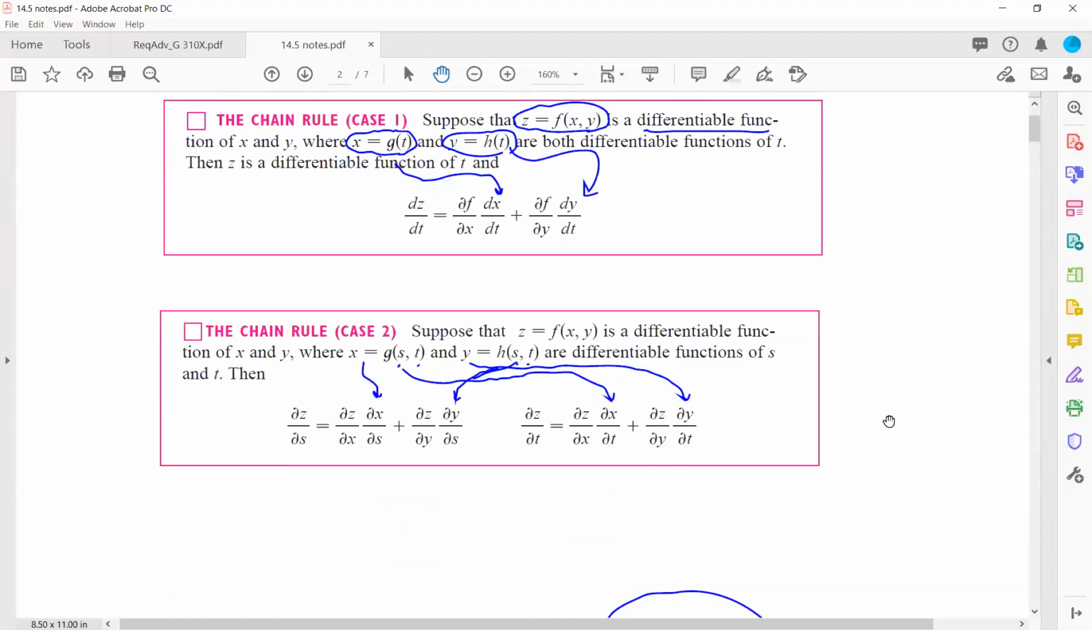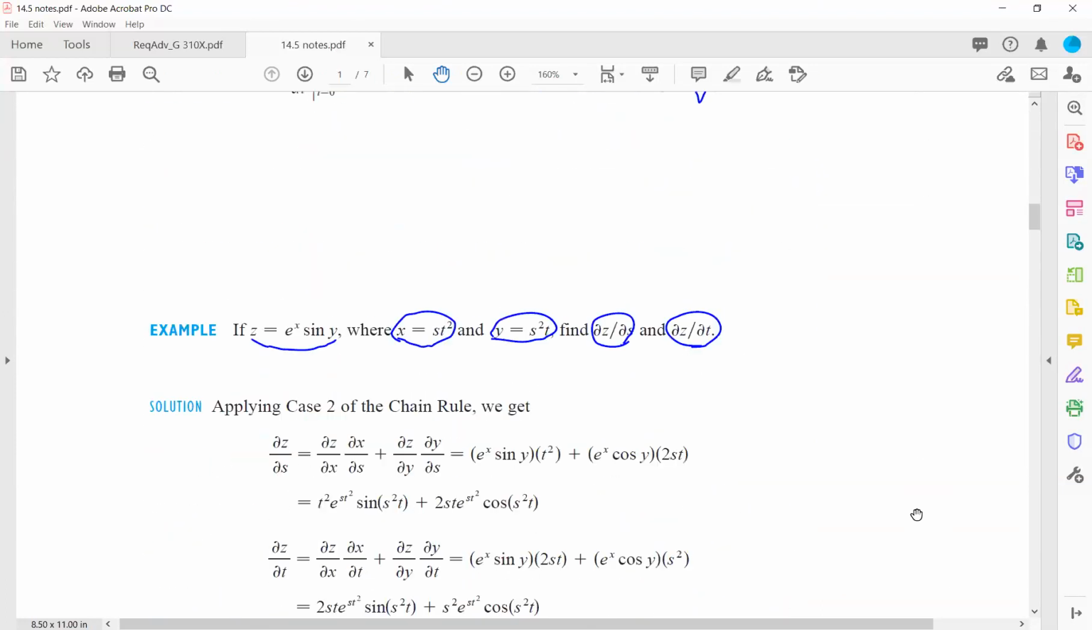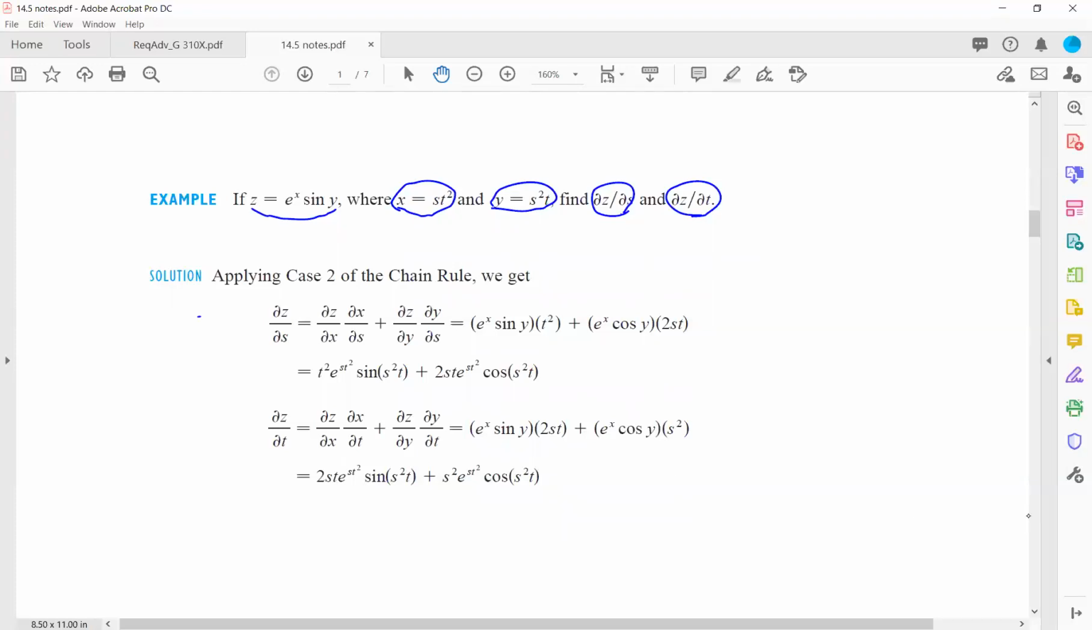Take a look at the formula. Partial derivative of z with respect to s, partial derivative of z with respect to t. Following the formula, partial derivative of z with respect to the first hidden variable is partial derivative of z with respect to x, okay? So we have to take partial derivative of z with respect to x. The derivative of e to the x is e to the x. So we have to copy down e to the x times sine y.